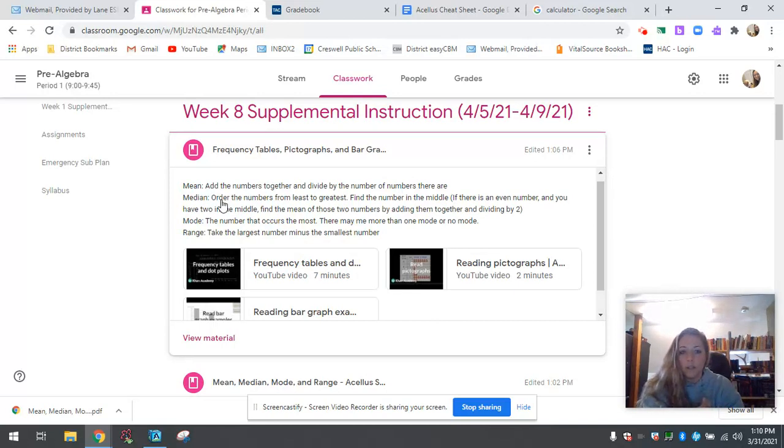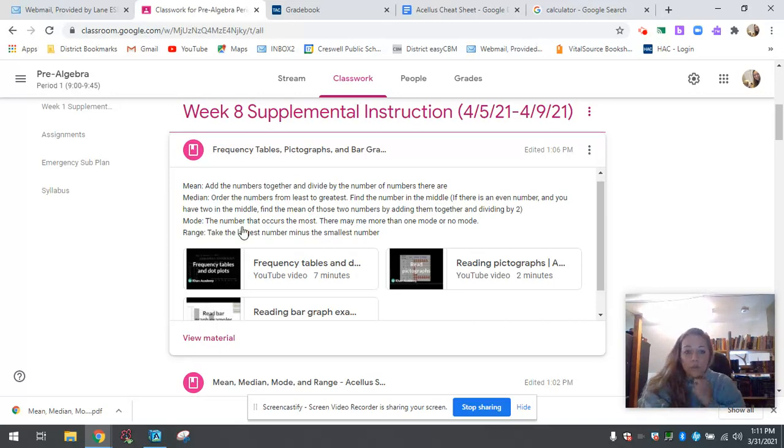To find the median, you order the numbers from least to greatest. In a frequency table that's been done for you. It's really convenient. Then you find the number in the middle. If there's an even number or you have 2 in the middle, find the mean of those 2 numbers by adding them together and dividing by 2.